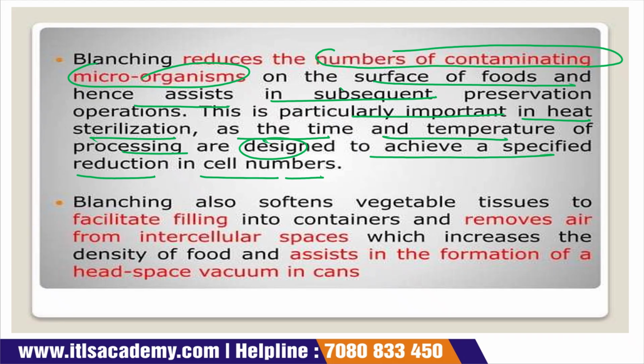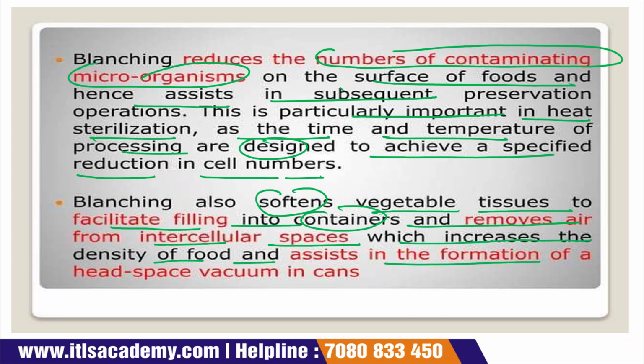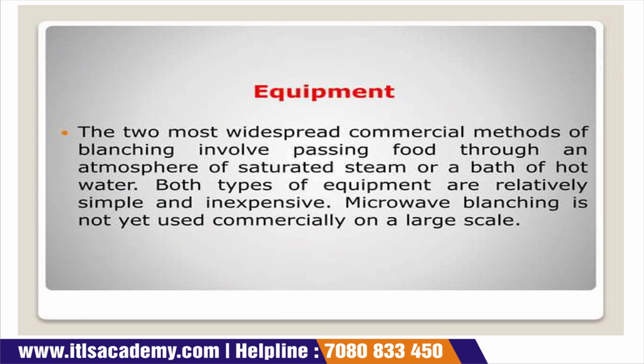Blanching is also used for softening the vegetable tissues because it facilitates filling into the container, and it removes the air from the intracellular spaces, which increases the density of the food and assists in the formation of the head space vacuums in the cans.